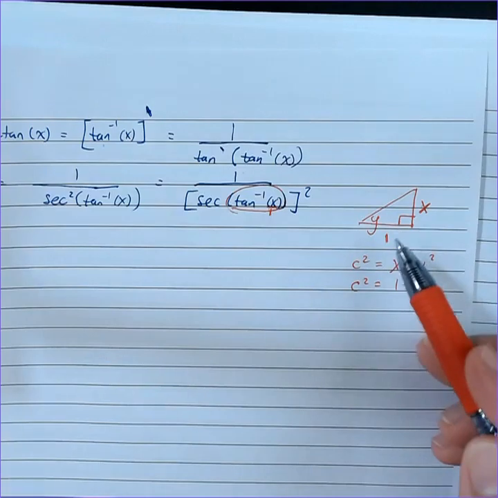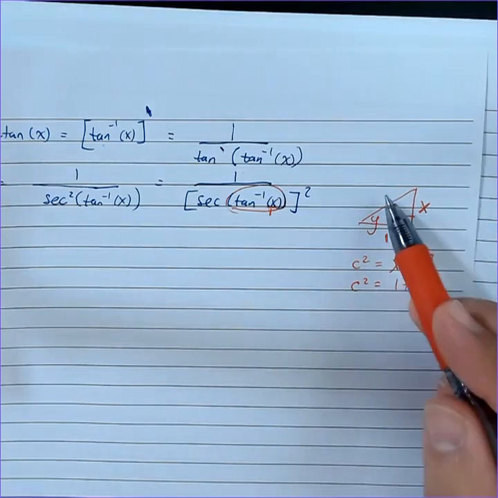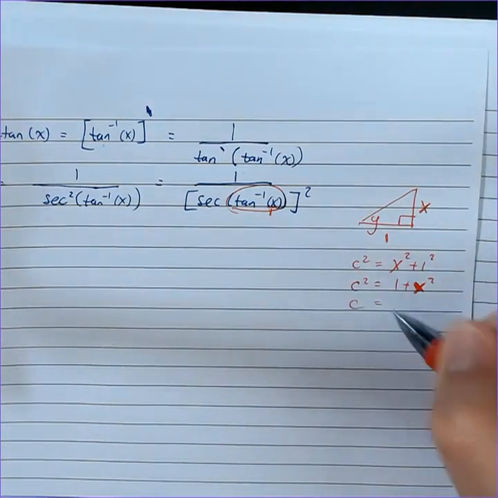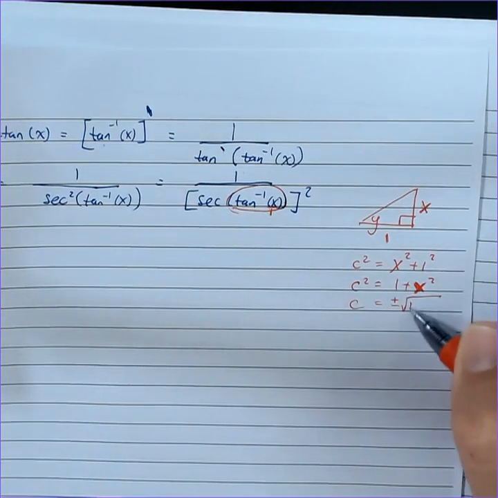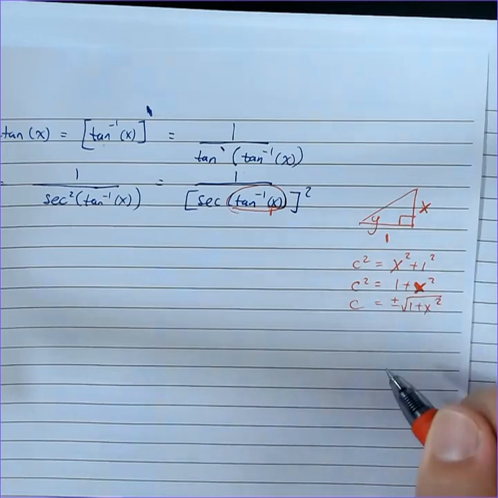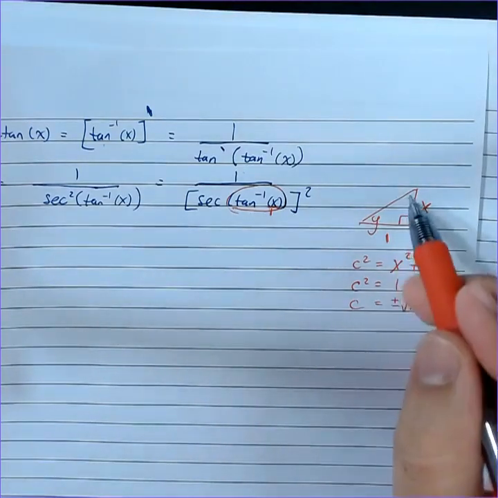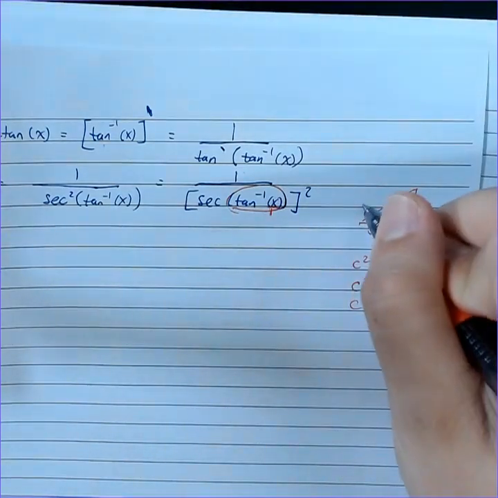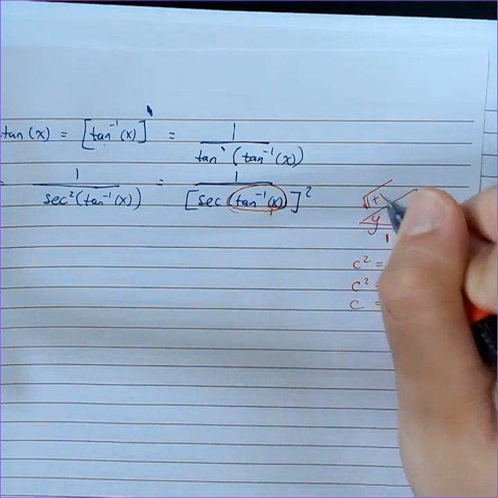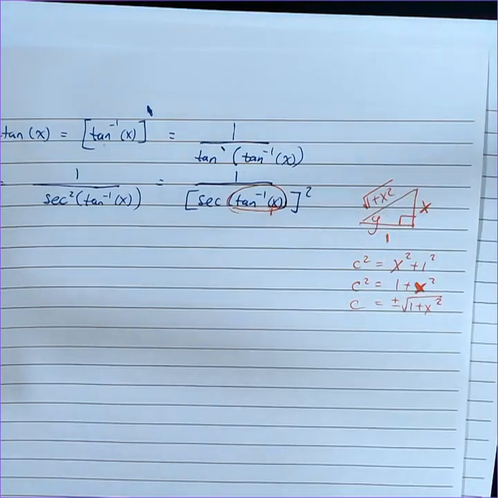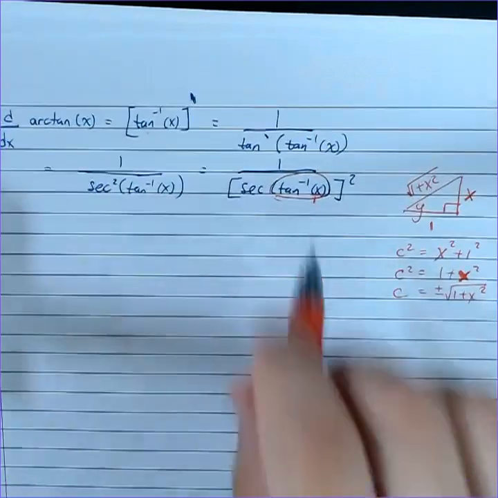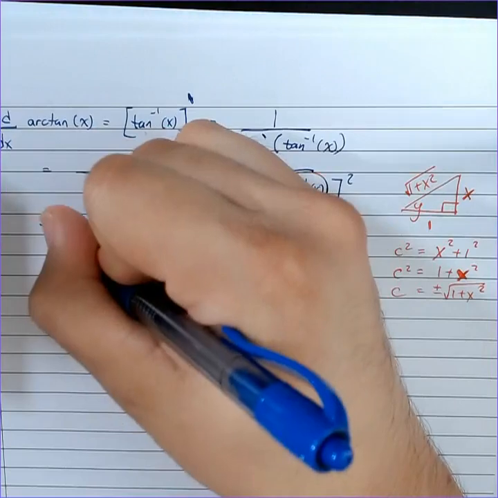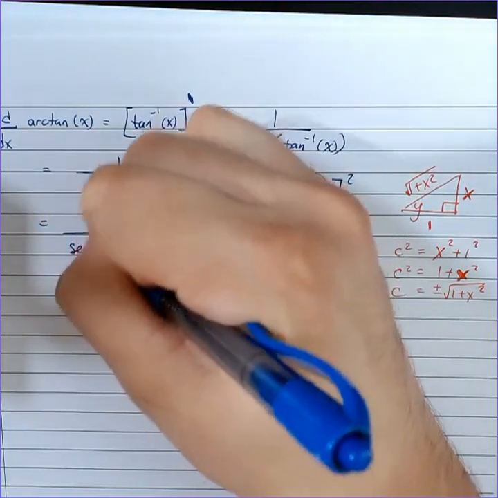Okay? So short side squared plus short side squared is equal to long side squared. Oh, but now we got to take the square root of both sides. So c is equal to plus or minus the square root of 1 plus x squared. Oh, but keep in mind, that's the length of the hypotenuse of a triangle. You can't have a negative length, so that must be positive. Okay, so now this is going to equal 1 over the secant of y quantity squared.